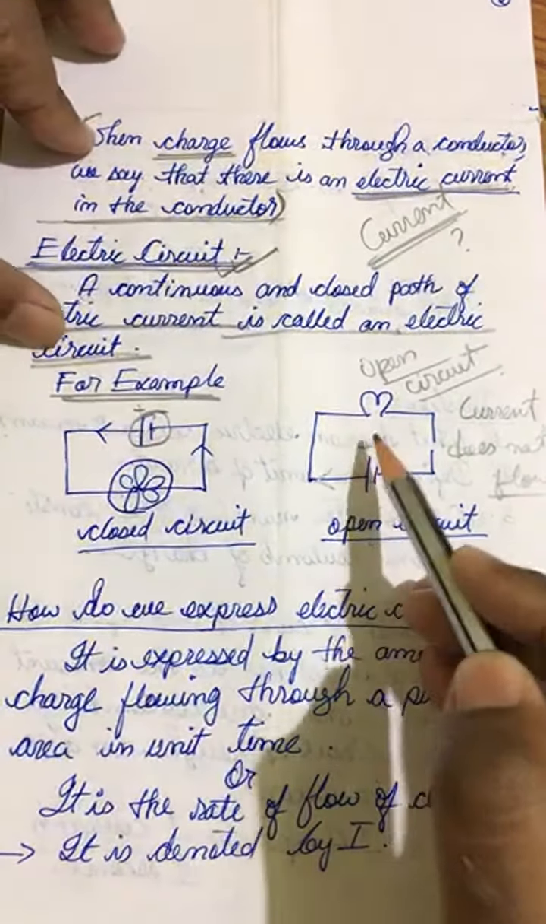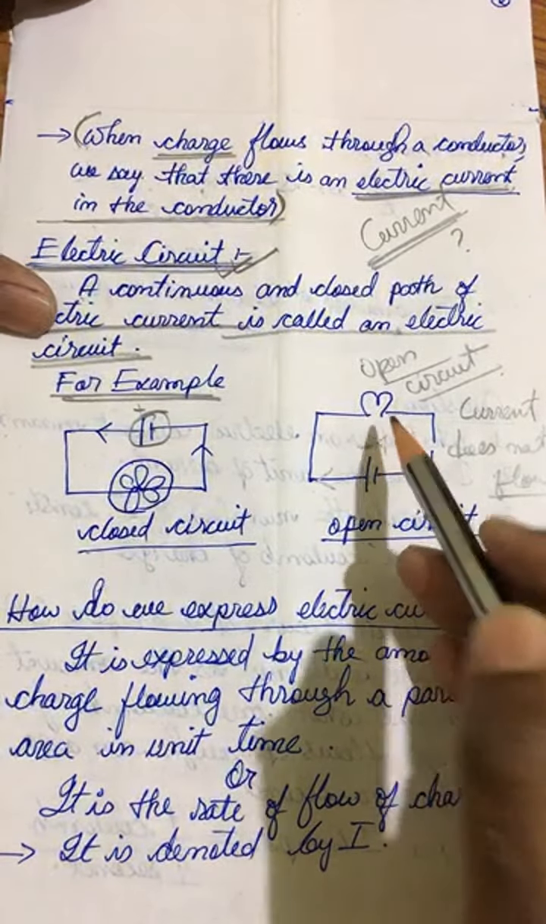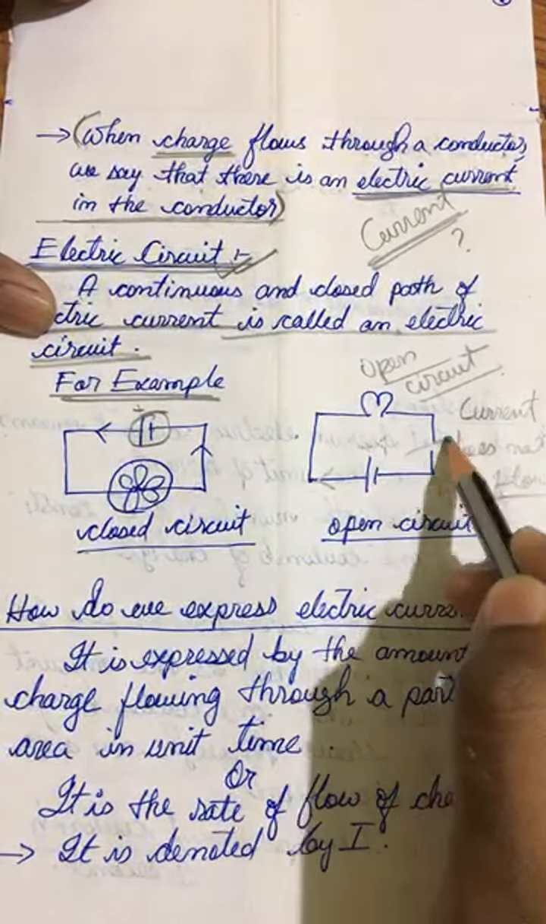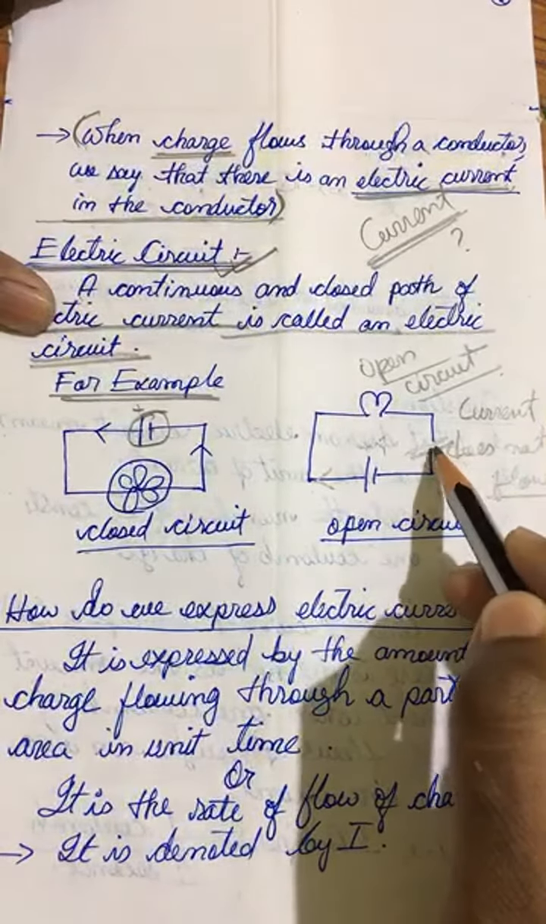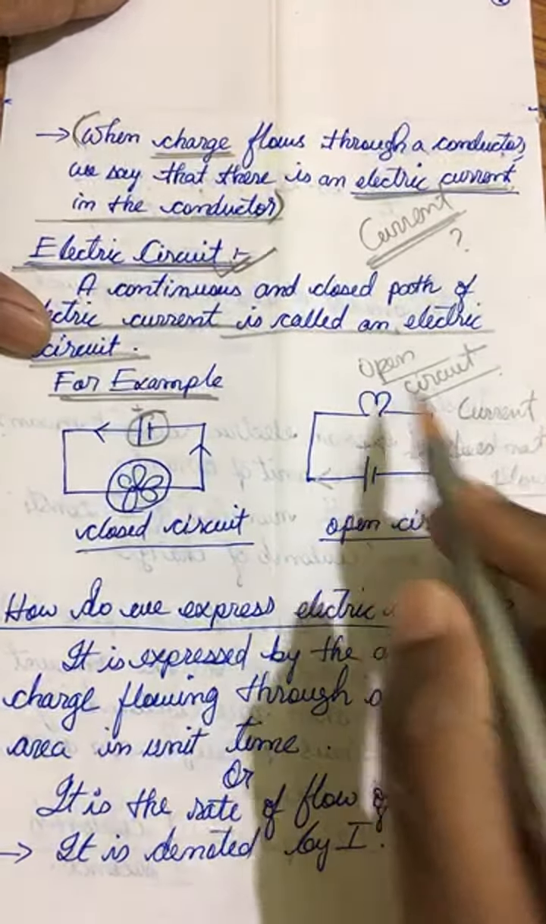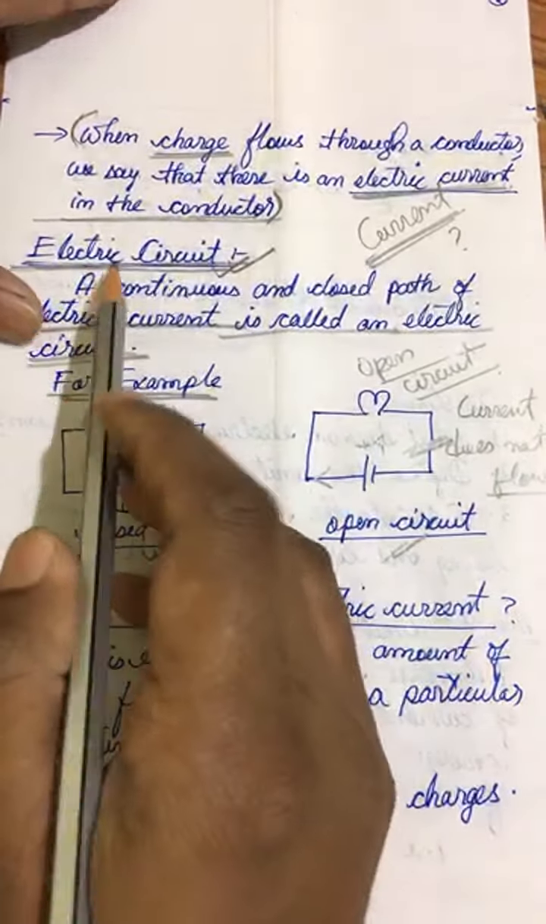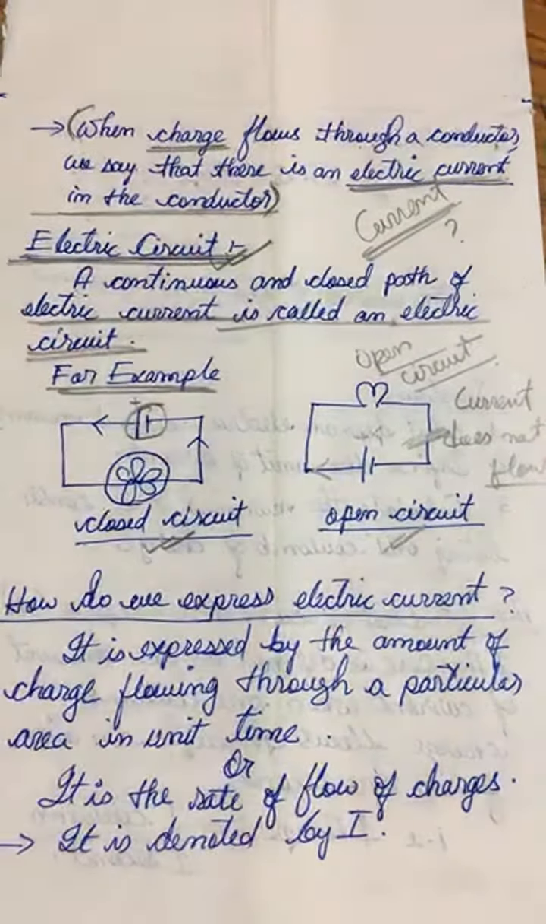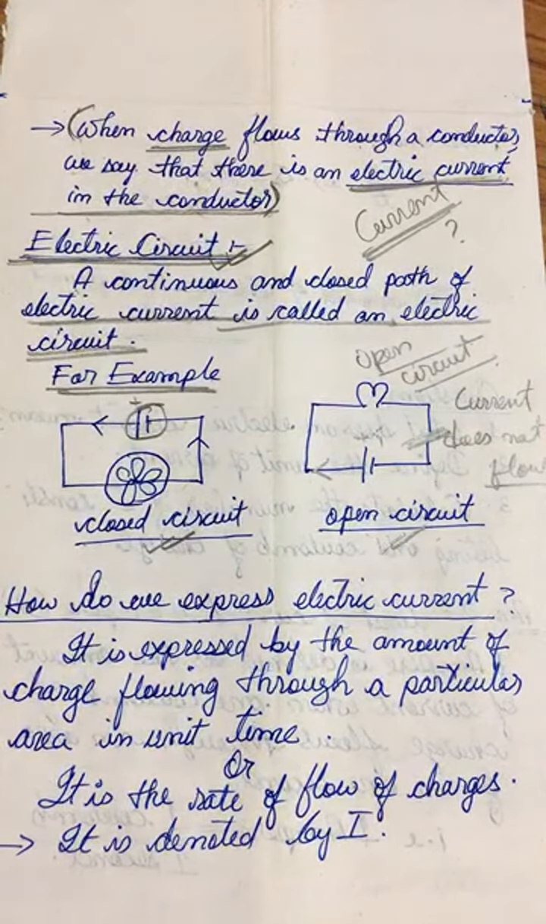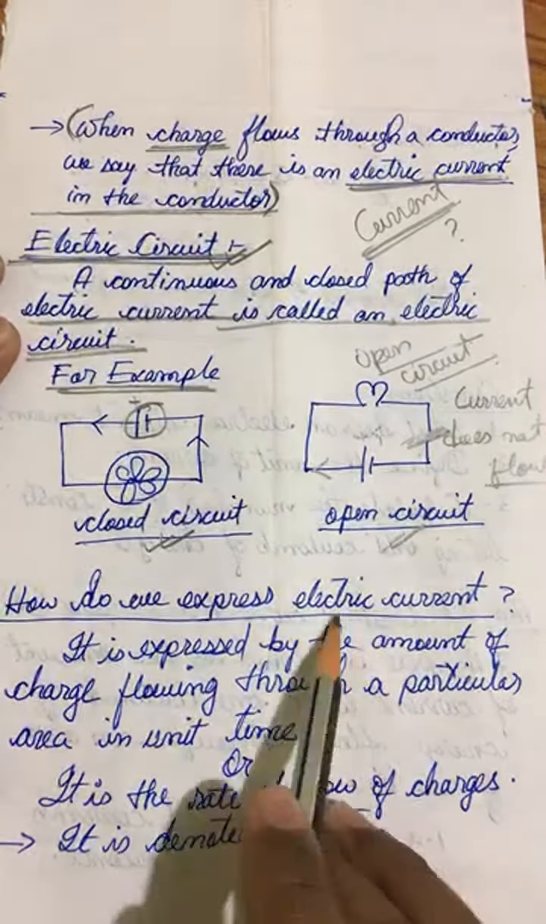But here in the next diagram, what you see, electric current starts, but there is a gap here. There is a gap and there is a breakdown. That is why it is not a closed circuit, it is an open circuit, and this is a closed circuit. We are going to learn about closed circuit in this chapter, and the rest you are going to learn in class 12.